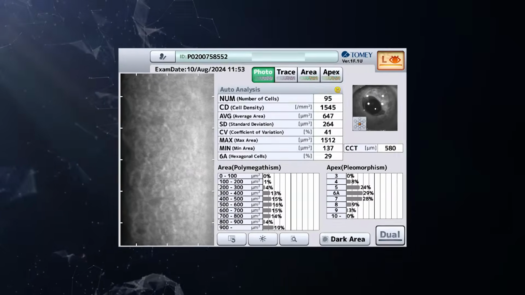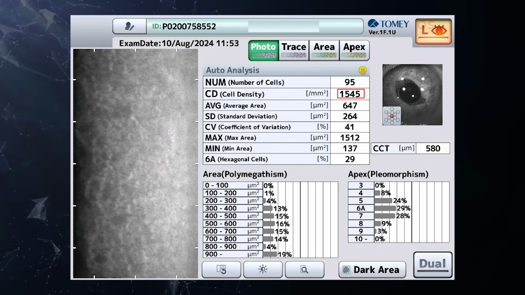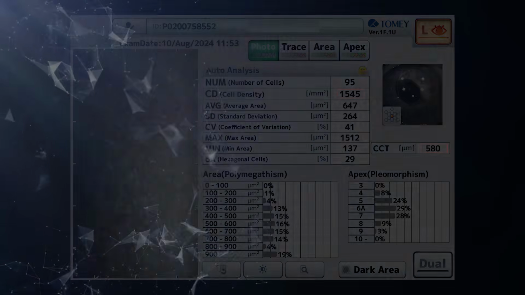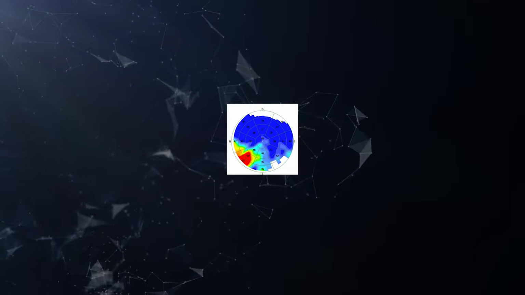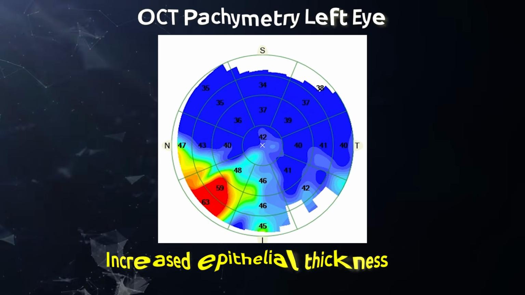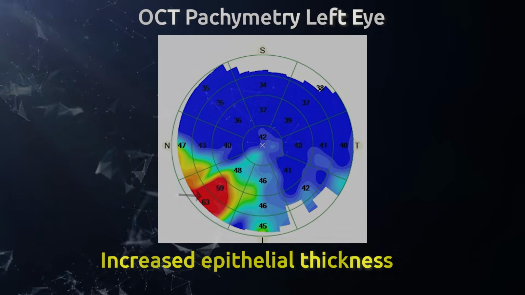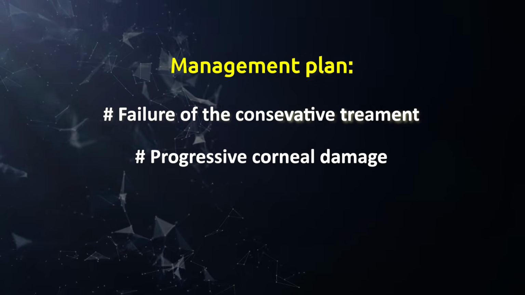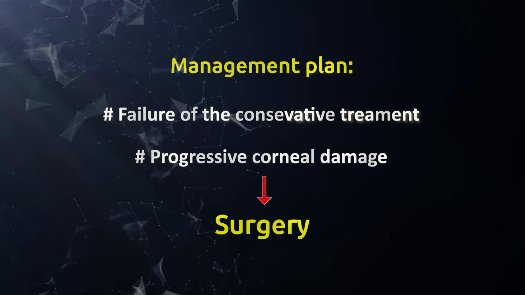The endothelial count was 1545 per millimeter square with central corneal thickness of 580 micron. USG B-scan showed normal posterior segment, and pachymetry analysis revealed increased epithelial thickness at the inferonasal quadrant. Failure of the conservative treatment and the progressive corneal endothelial decompensation necessitated surgical intervention.